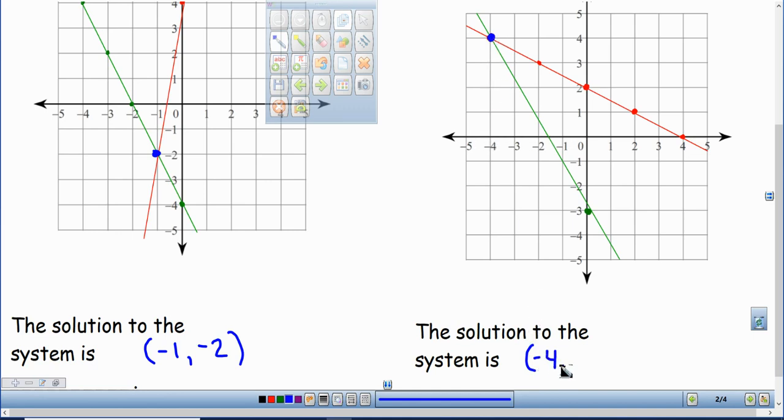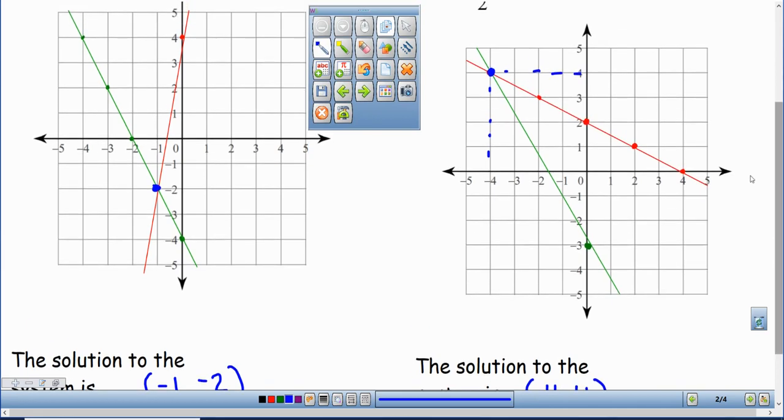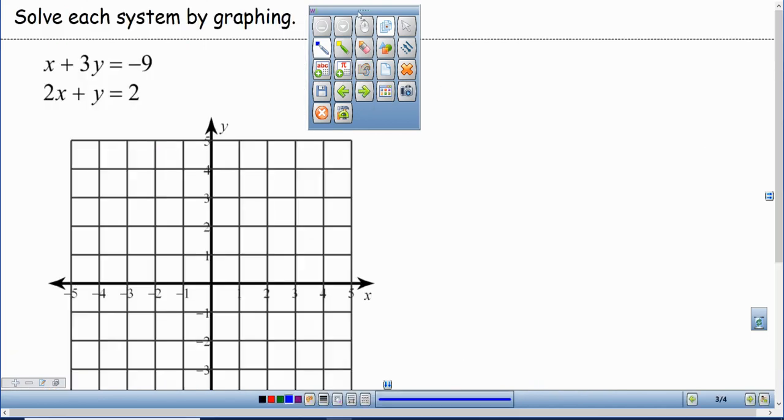Negative 4 is my x value. See, if I went down here, you'd see negative 4 on the x and positive 4 on the y. That is the solution to the system. So the only thing that's going to get difficult about this is if you don't know how to graph a line, if it's not in slope-intercept form, or if you have trouble understanding how to interpret an ordered pair.